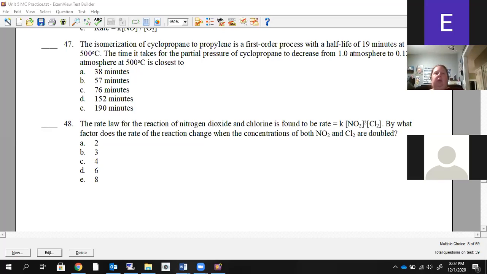And so if I'm going from 1 atmosphere down to 0.125 atmospheres, we're going through half-lives. So 1 half-life, I'd be at 0.5 atmospheres. 2 half-lives, I'd be at 0.25. 3 half-lives, I would get to that 0.125. So if I've gone through 3 half-lives, each half-life is 19 minutes, 3 times 19 would be 57. Okay, thank you. You're welcome.